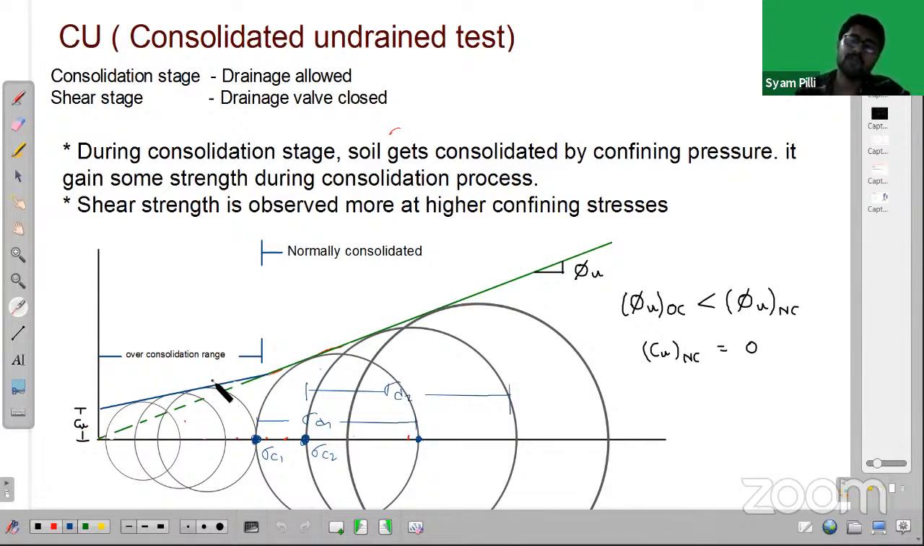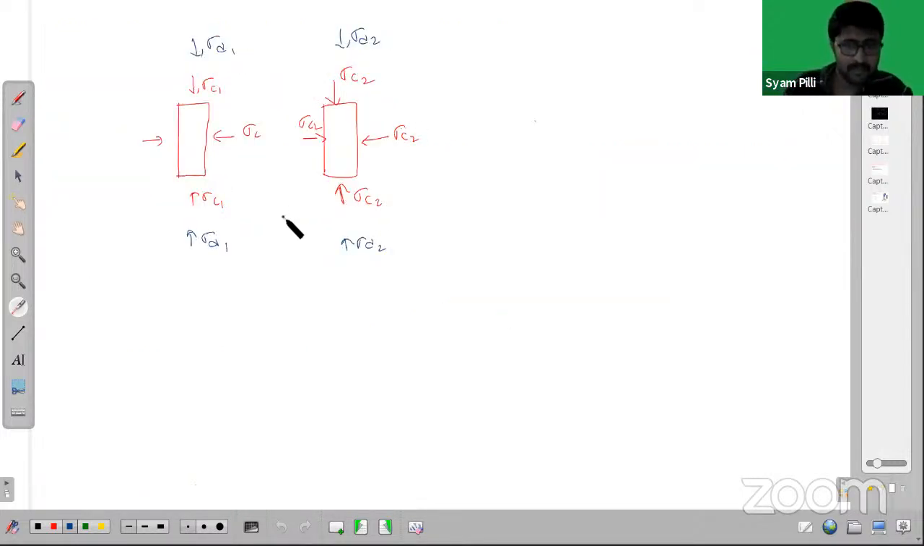Because normally consolidated में क्या होता है कि इसका past stress नहीं है, past में कुछ additional stress नहीं दिया गया था, right? So that means the particles which are in contact, they are not bonded chemically that much. So that's why the cohesion will be observed 0 in case of normally consolidated clays. ये statement में मैं लिख लेता हूँ. So the point is normally consolidated clays, NC clays, C value equals to 0.